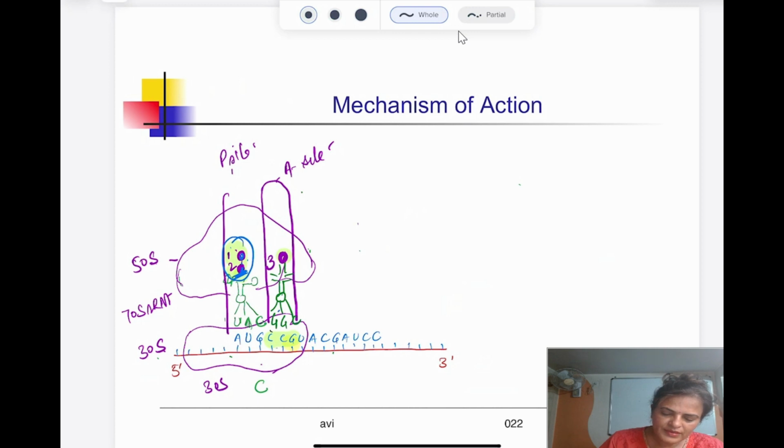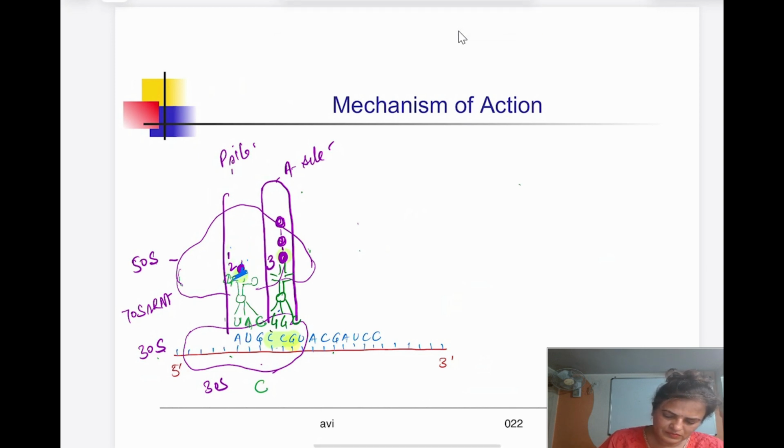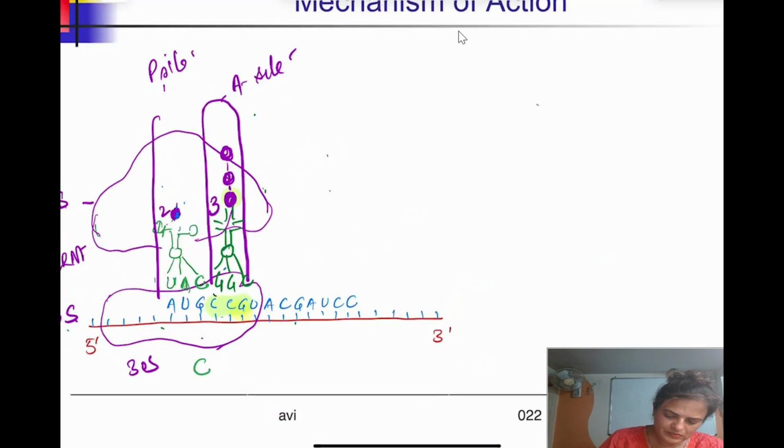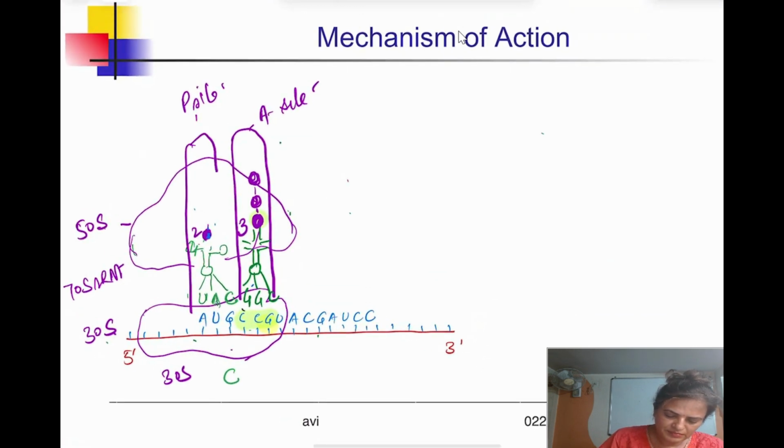And how it will be: this whole thing will be like here it is 1, 2, and the new peptide bond that is formed is removed from here and it will be shifted to this side. I'll just complete this one.